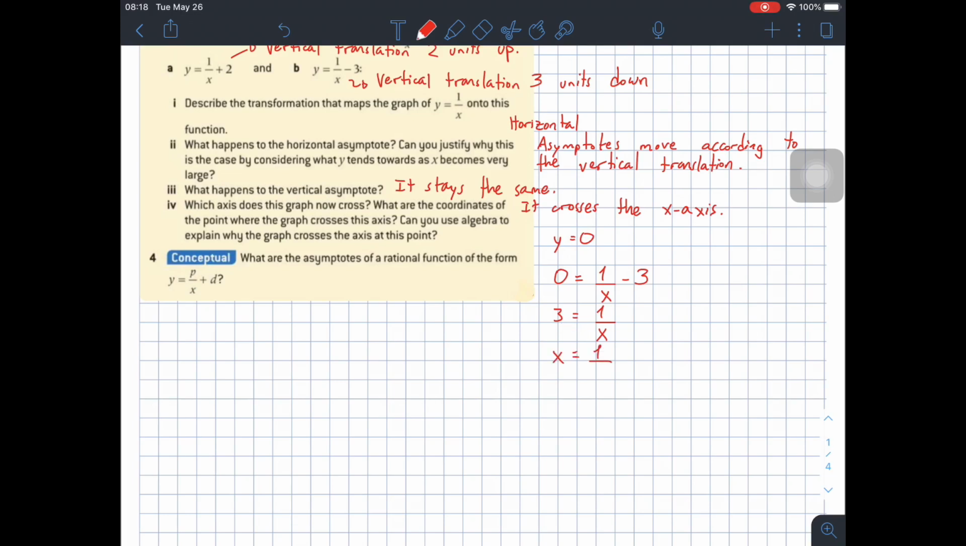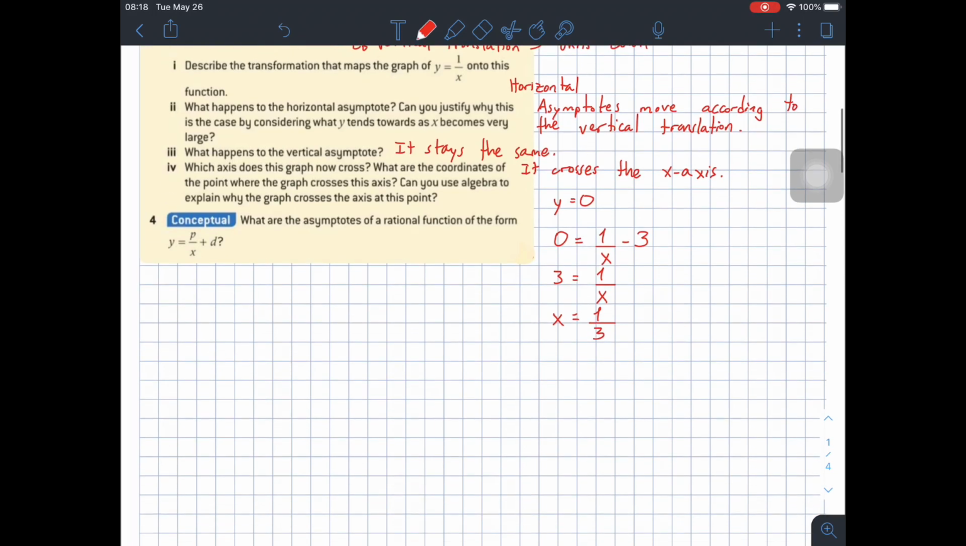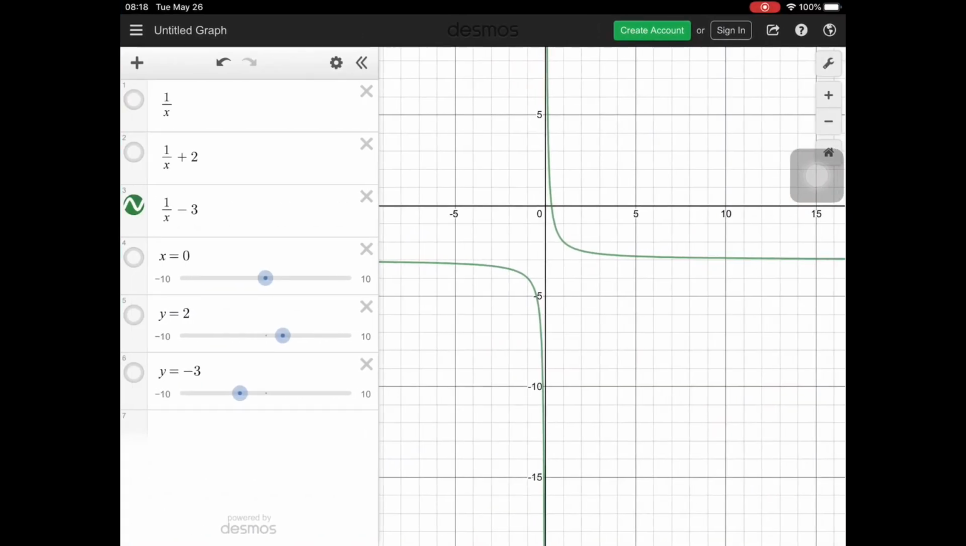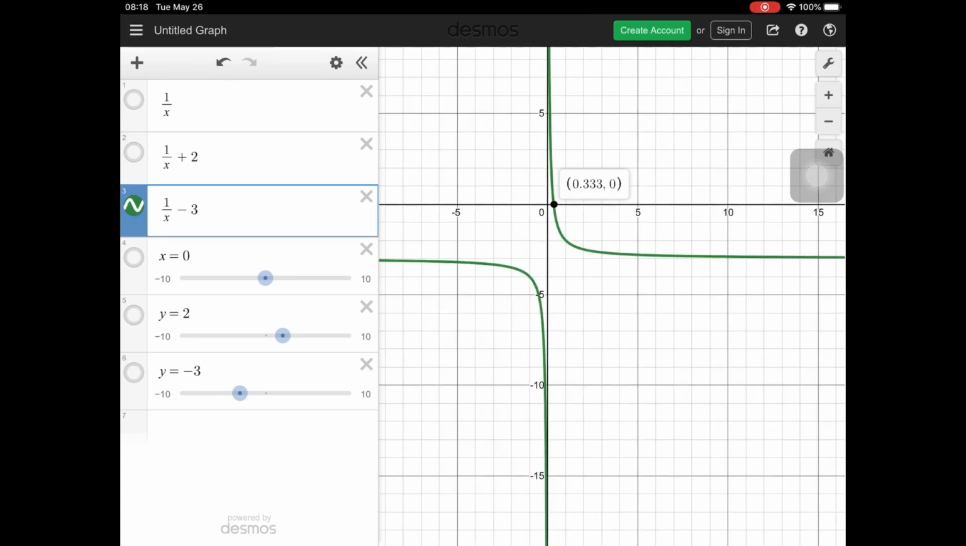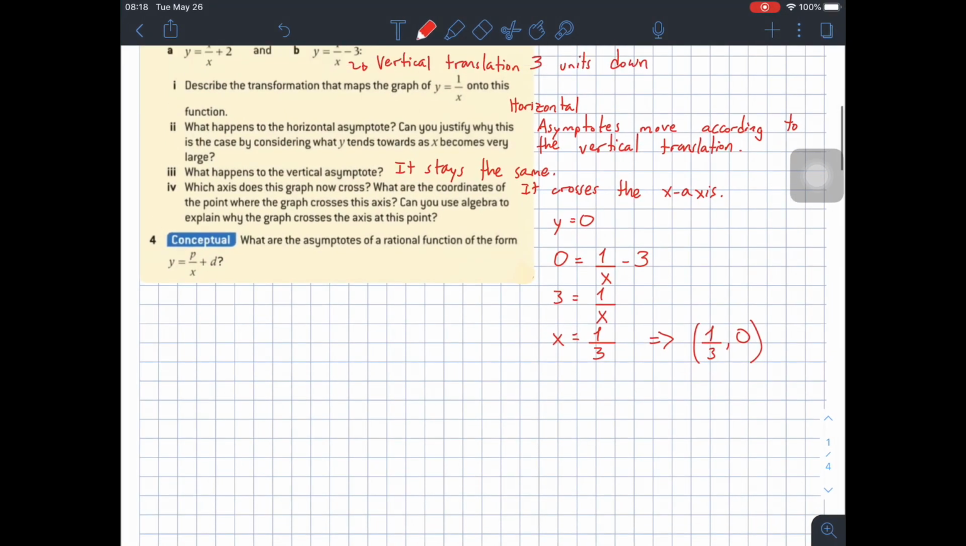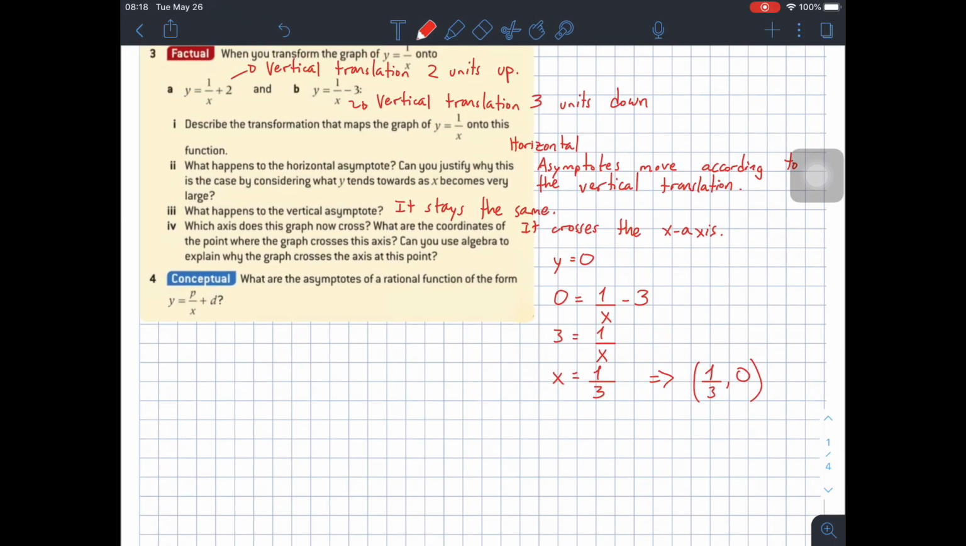1/3. That means that this rational function is crossing the x-axis at the point (1/3, 0), right? And 1/3 is exactly, as you can see here, 0.33333 and so on, right? So that's how we can calculate the value of the intersection with the x-axis.